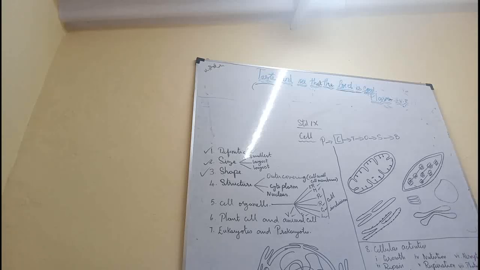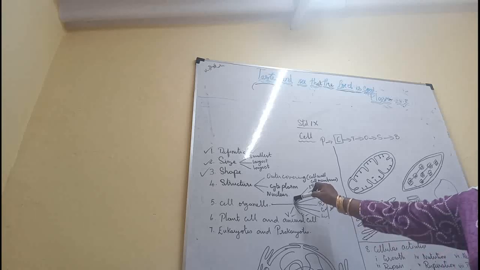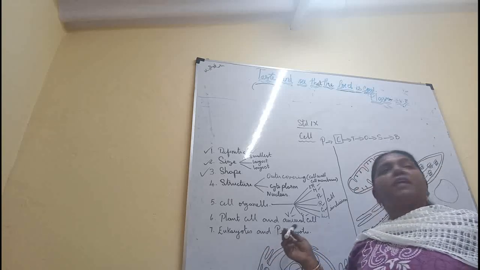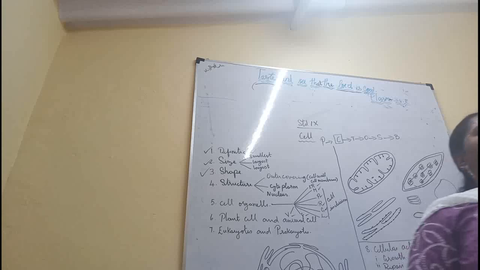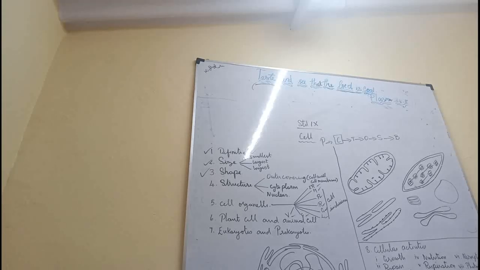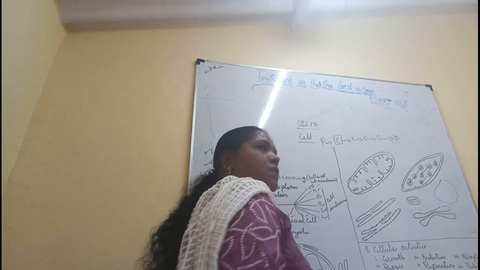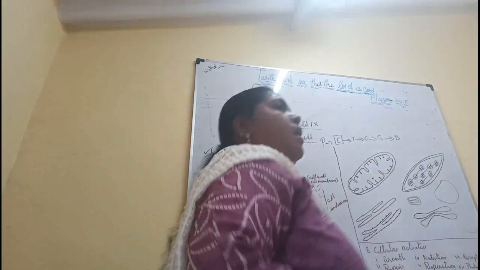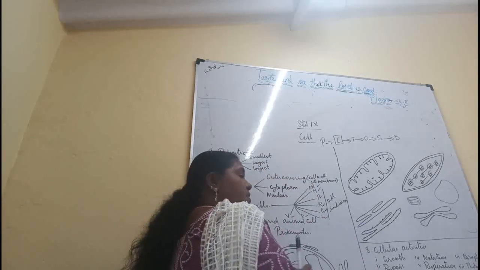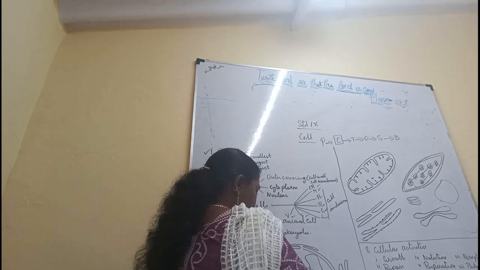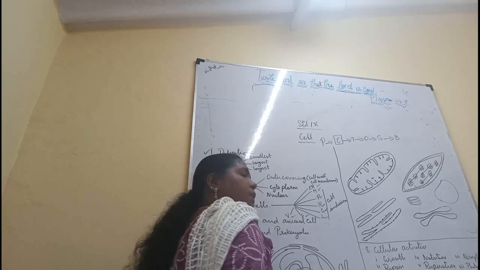Before prokaryotic cell and eukaryotic cell, we are going to discuss the nucleus, because on the basis of the nuclear membrane only, we can classify organisms as eukaryotes and prokaryotes. So what is nucleus? You can see the structure of the nucleus. Nucleus is the controlling center of the cell. It has nuclear membrane, nucleoplasm, nucleolus and chromatin reticulum.